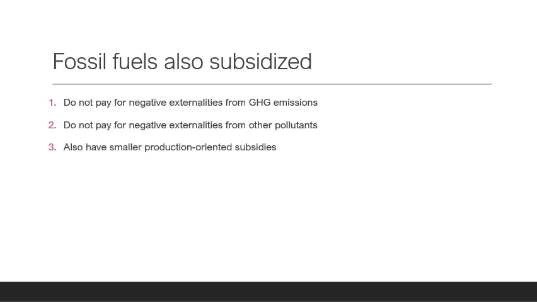Fossil fuels also have subsidies. The primary ones are we do not pay for negative externalities from greenhouse gas emissions. They also do not pay for negative externalities from other pollutants, so local pollutants. There's also smaller production-oriented subsidies, but the big ones are really the pollutant subsidies. These are implicit subsidies in the sense that they're externalities that are not paid for.